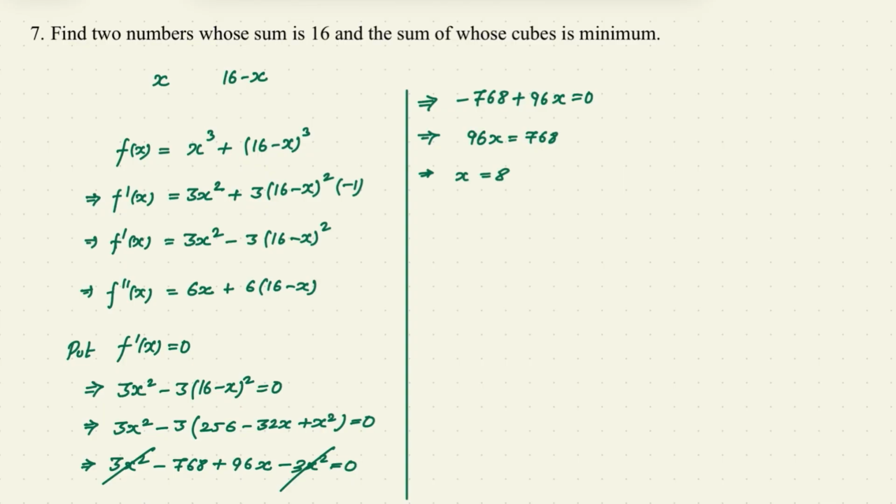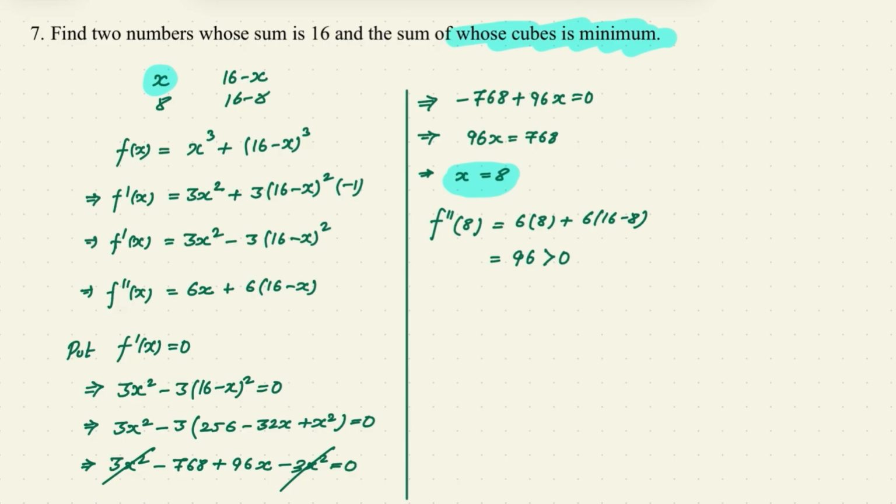Now this 8 is the point of local maximum or local minimum. So for that, let us find the value of f double dash of 8, which will be equal to 6 into 8 plus 6 into 16 minus 8, and if you simplify you will get this as 96, which will be greater than 0. That means x equals to 8 is a point of local minimum. That means this x should be 8 if the sum of cubes of those two numbers should be minimum. That means my first number is 8 and the second number is 16 minus 8 equals to 8. That means my two numbers are 8 and 8.